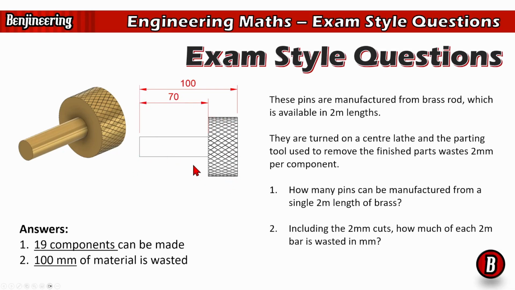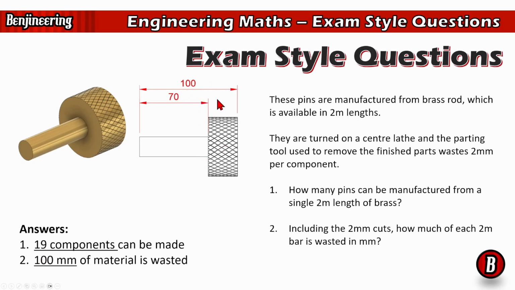So if you treat each one as a 102 millimeter piece, then what you can do is take the 2 meters, which is 2000 millimeters, and divide that by 102, and that gives you an answer of 19.6. So obviously that's 19 complete components with 0.6 wasted. And then when you factor in all of the cuts as well, essentially you end up with 100 millimeters of material wasted.